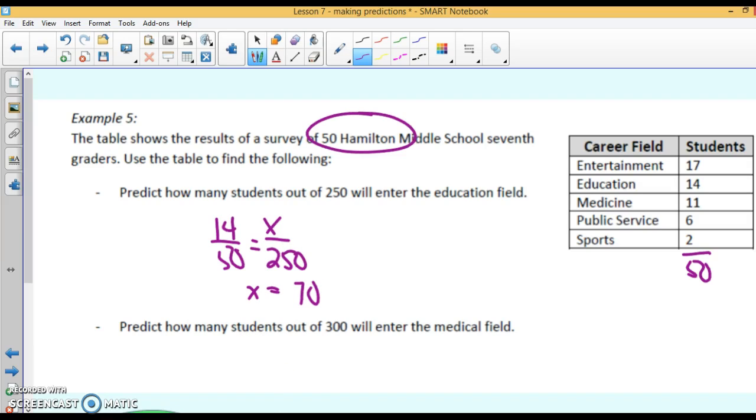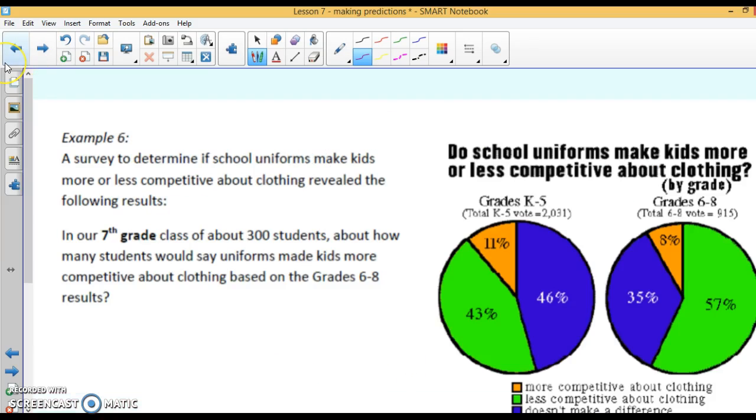Predict how many students out of 300 will enter the medical field. Well, they said 11 out of 50. X out of 300. Remember, it's always part over whole. You end up with X is 66 when you cross multiply and solve.